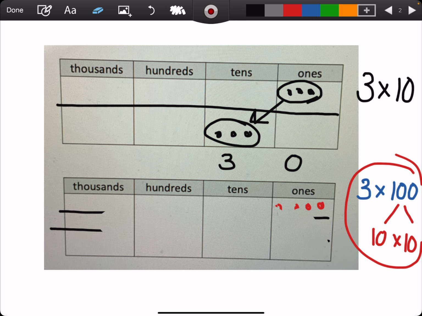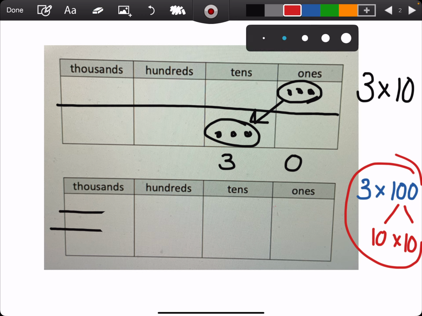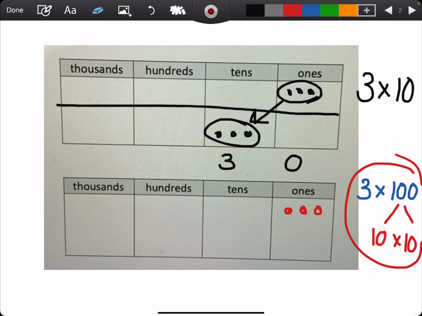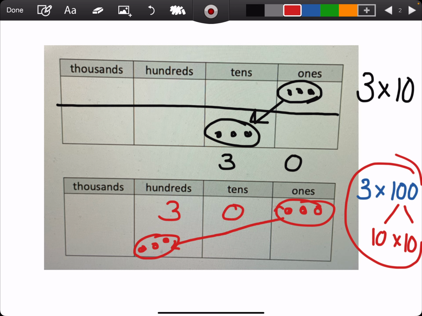So I could erase this and just say 3 ones. If I'm timesing it by 100, I'm going 1, 2. I now have 3 hundreds. And that is 3, 0, 0. 300. Actually, I'll put it down here. 3, 0, 0. Okay, that's not bad.